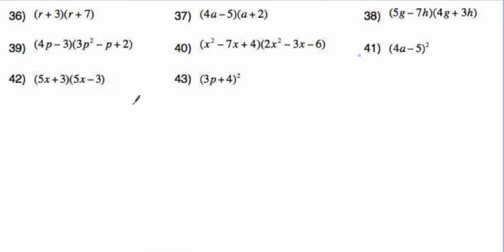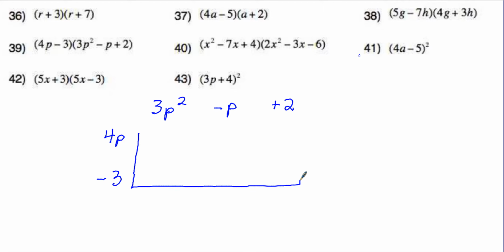Okay, number 39. So this is 4p minus 3 times 3p squared minus p plus 2. Again, whenever I get into trinomials times something, we'll go ahead and do the box method on this one, and then I'm going to go ahead and do the vertical method here. So I'm going to do 3p squared minus p. It really doesn't matter which one. I just like the longer one on top, but it doesn't matter. And then 4p times negative 3. You've got a binomial times a trinomial, so that means that's a 2 by 3 grid, so we should get 6 multiplications happening.